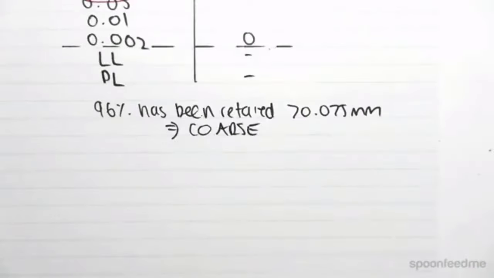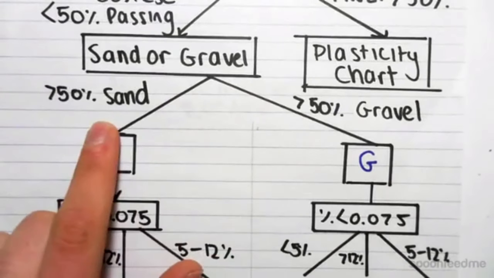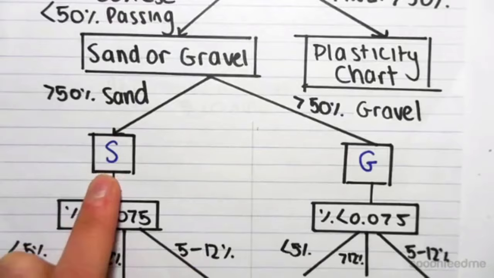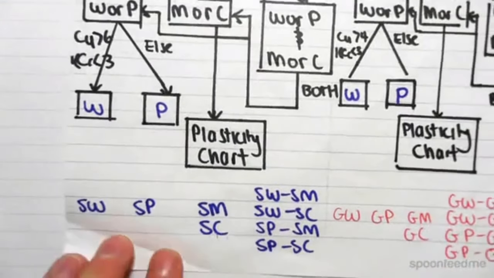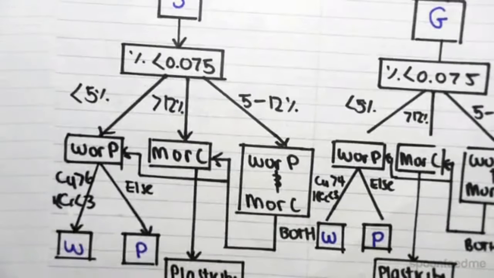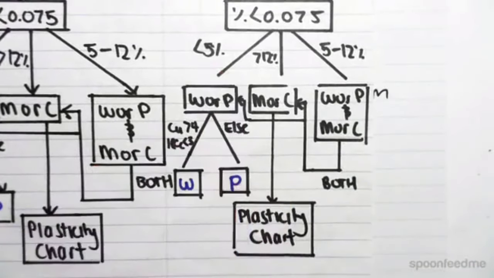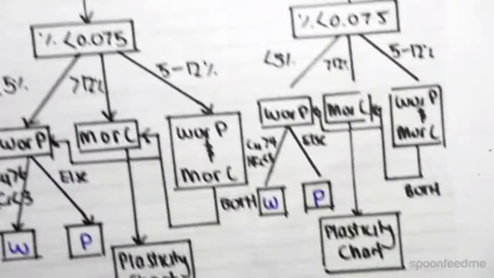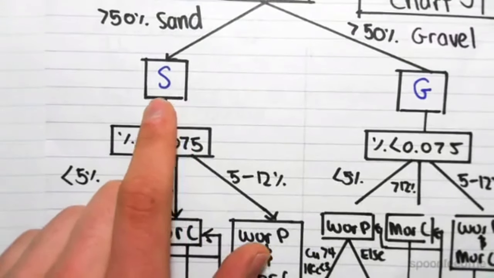So our next point is the sand branch, which means we pick up the letter S. So you can see that our final answer starts with an S. There are all these answers, and we have picked up the letter S. If it was a gravel, our answer would start with a G. So we've picked up an S, so that's the first letter we're going to start with.